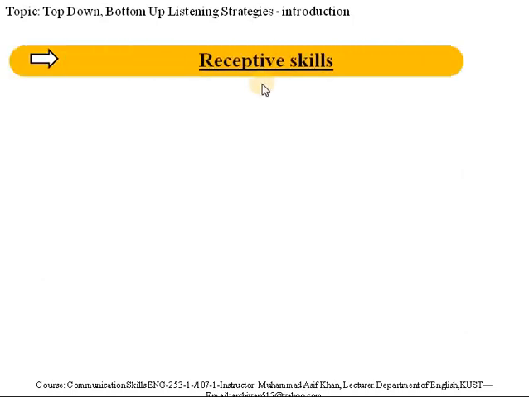Starting with the receptive skills. Dear students, there are two receptive skills, as we discussed in previous lectures. The first one is reading and the second one is listening. I will explain each of them to you to have a review of all these aspects of these receptive skills, so that we have a clear idea before moving to the top-down and bottom-up strategies.